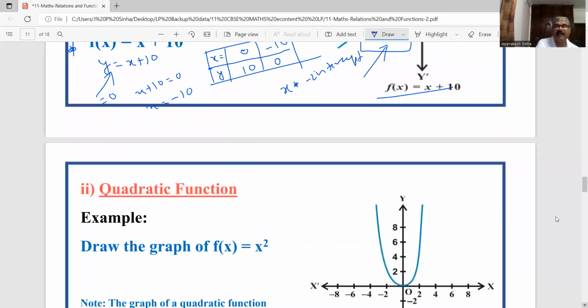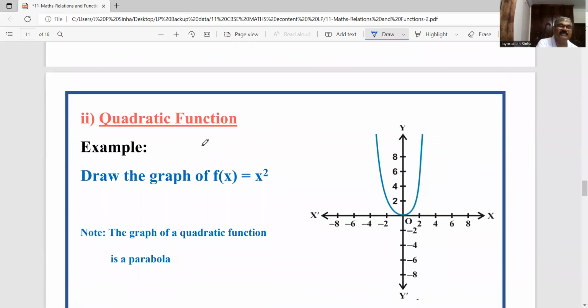Now come to the next type, that is quadratic function. When the graph is of this form, f of x is equal to x squared. So what is the maximum power of x here? 2. The n is equal to 2. It means what? Quadratic function. Correct? We have already seen it in physics also. So what will be the nature of the graph of a quadratic function? How will it look? It will look like a parabola.